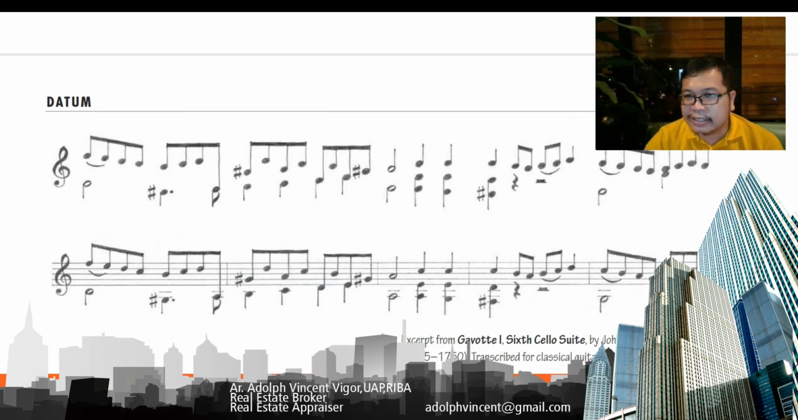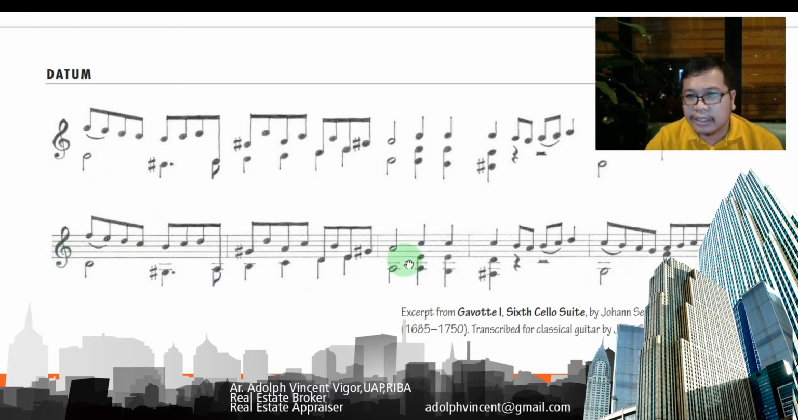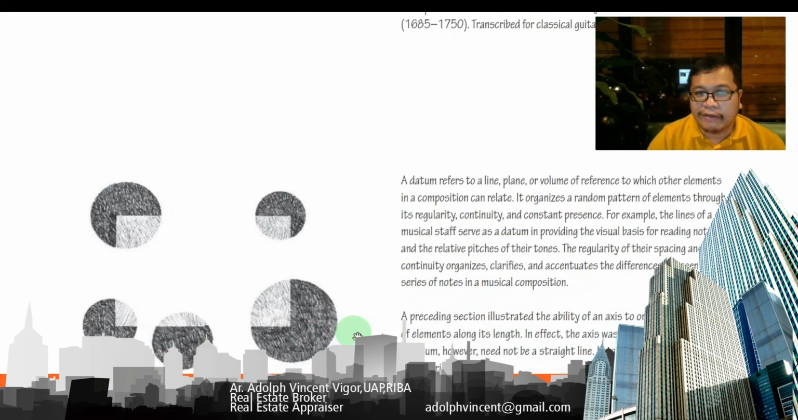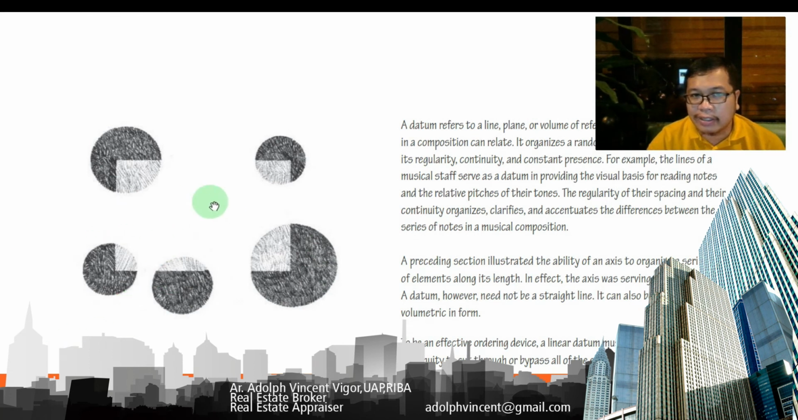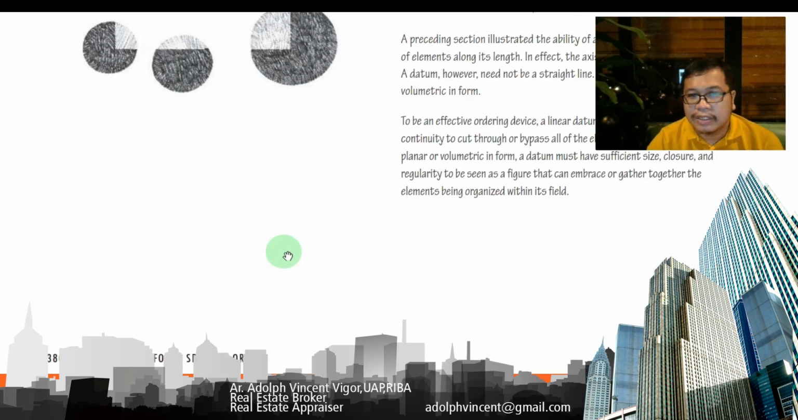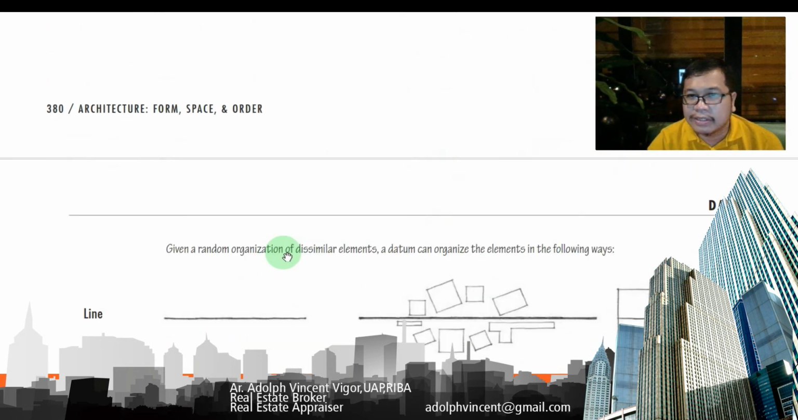So here, class, the lines here are the datum, which organizes the entire musical notes. Without these lines, it would look like this. So it won't be organized. For example, here, I think the datum is the square. Without the square, it would just be circles in a space. So this is the datum. Let's look for other examples.